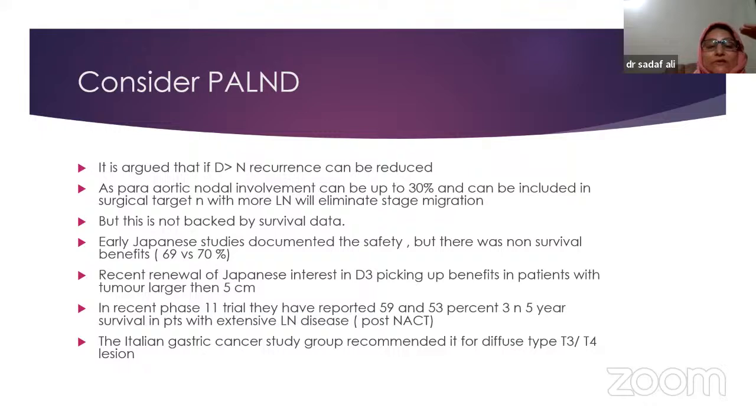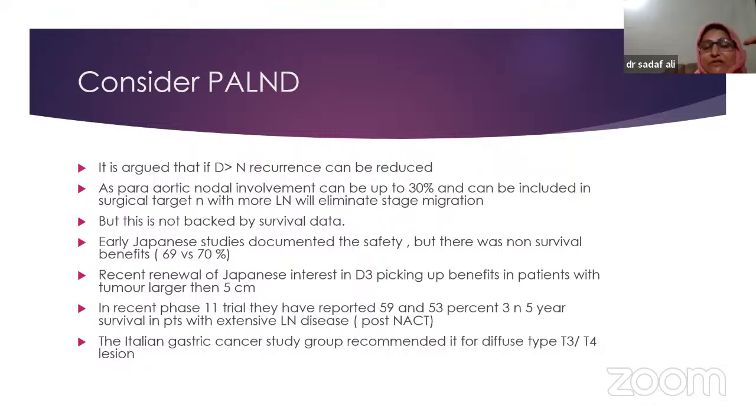And then, but this is not backed up with survival data. Initially, when the Japanese showed interest in this, they could not document a survival benefit, 69 versus 70 in D2 and D3. Subsequently, in recent years, there's a renewal of Japanese interest in picking up D3 lymph nodes for tumors which are more than 5 centimeters.